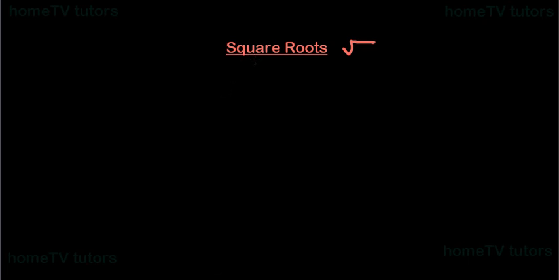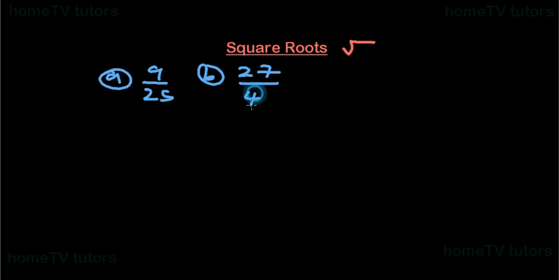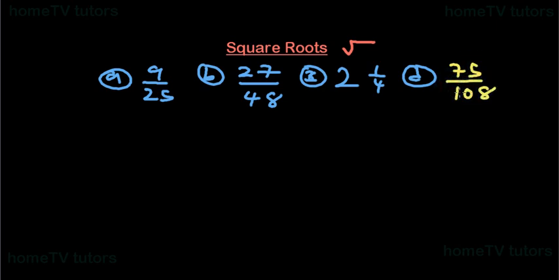Okay, still on square root, but this time around, we're going to find the square root of fractions. So we have 9 over 25. For the second one, we'll find the square root of 27 over 48. Then the third is a mixed fraction, 2 whole number 1 over 4. Then the fourth fraction is 75 over 108.